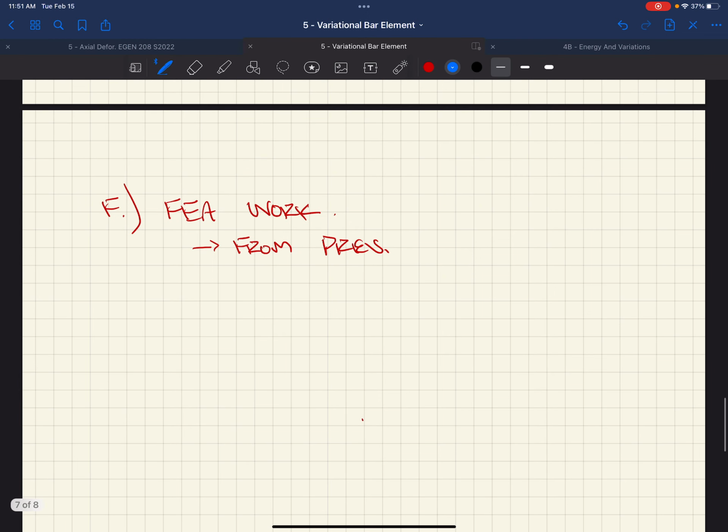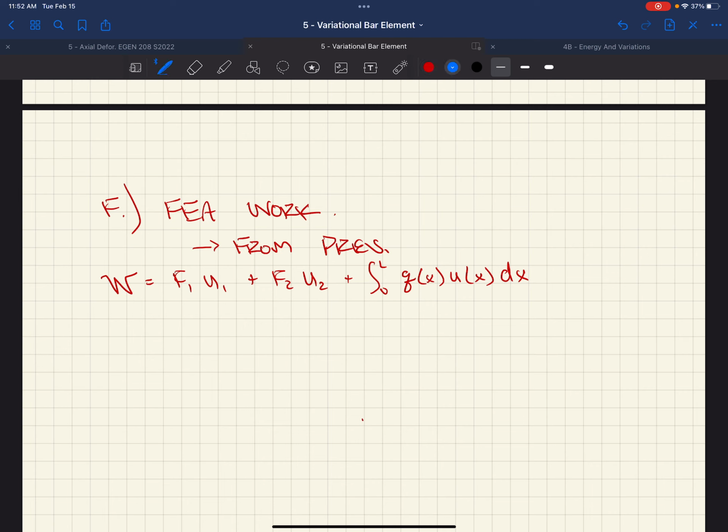Well, we have work too, right? Because our total potential energy equals the strain energy minus the work done by external forces. If we look from previous, for our continuous model, we knew that the work is equal to F1 U1 plus F2 U2 plus the integral from 0 to L of Q sub x, U sub x dx. We need to relate displacement at any given point to our known nodal values, our interpolation function, and adjust this to finite element analysis work.